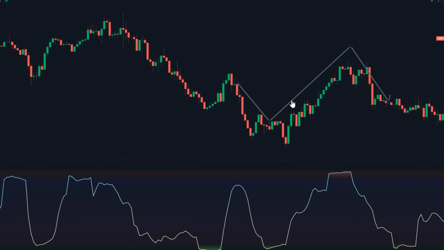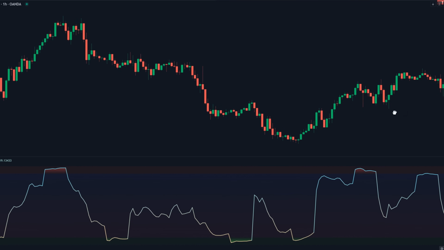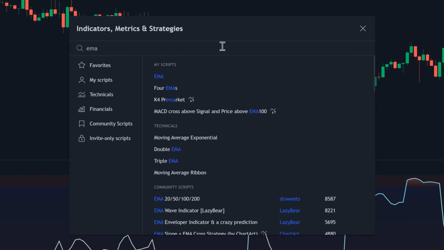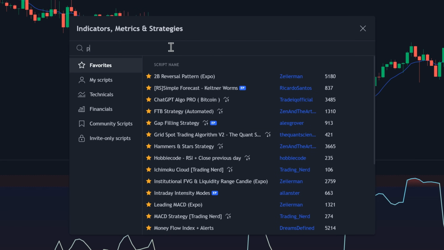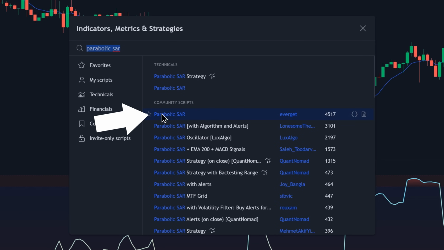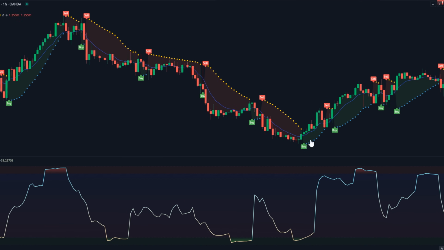Now let's add 2 more indicators to the chart and craft our simple yet profitable strategy. On the indicator search tab, type in EMA and select this one called Moving Average Exponential. And then type in Parabolic SAR and select this one created by Everget. After that, we're going to change the settings of each of these indicators.